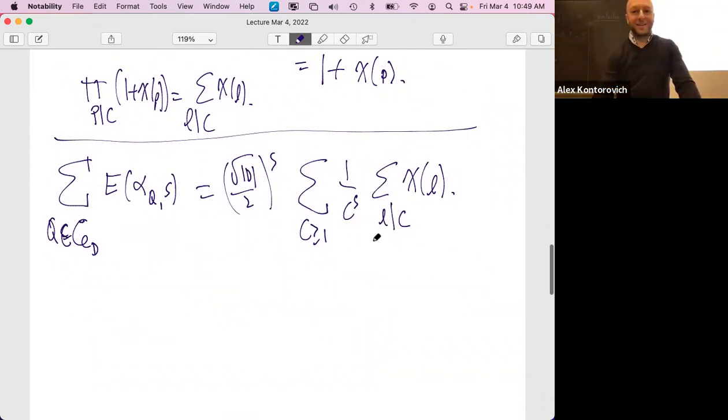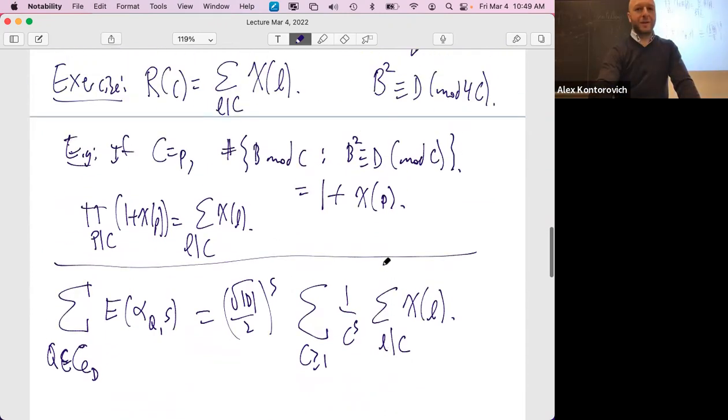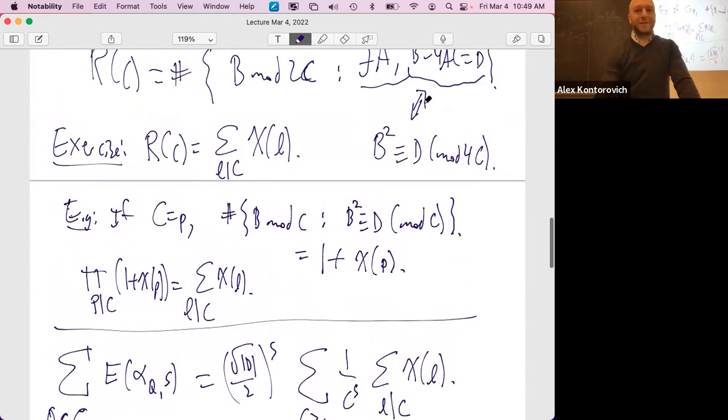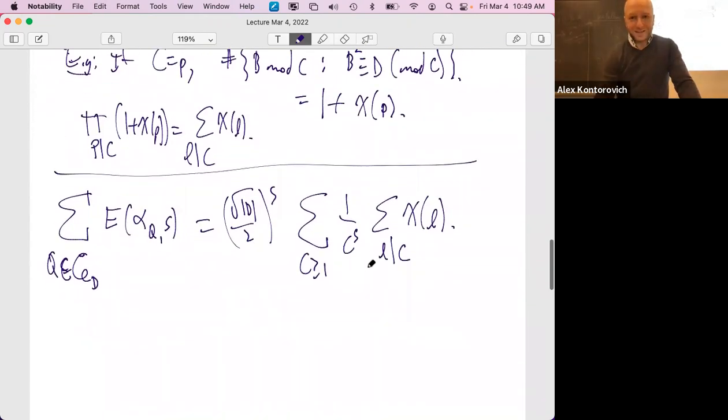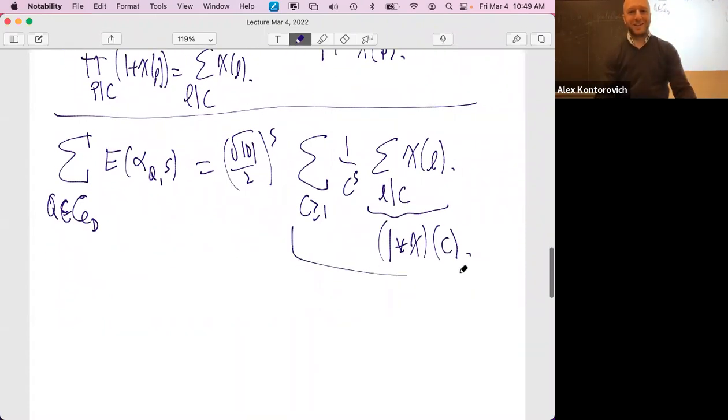Which we just did by looking at what this action is a lot more closely. But what is this? This is the Dirichlet convolution of 1 and chi. Well, when you make a Dirichlet series out of a Dirichlet convolution, this is just the product of the corresponding Dirichlet series, which is zeta times L of chi.